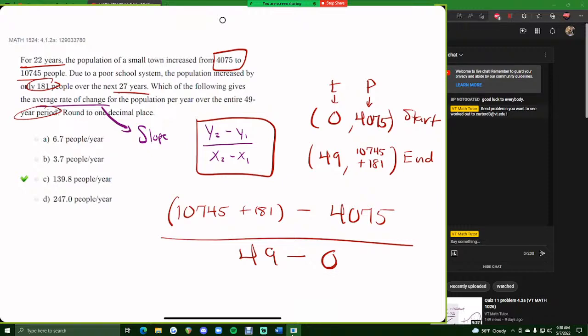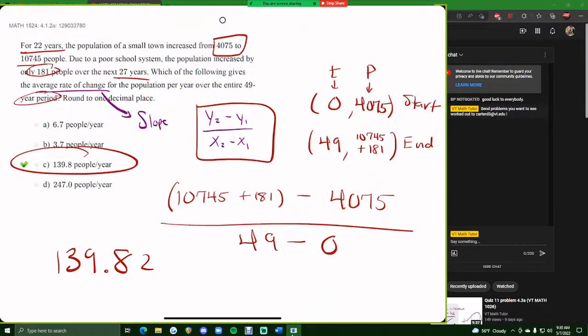So calculating this on my phone real quick, 10,745 plus 181 minus 4075 gives us 6851. We divide that by 49 minus 0, or just 49. That gives us 139.82. So that is approximately 139.8.